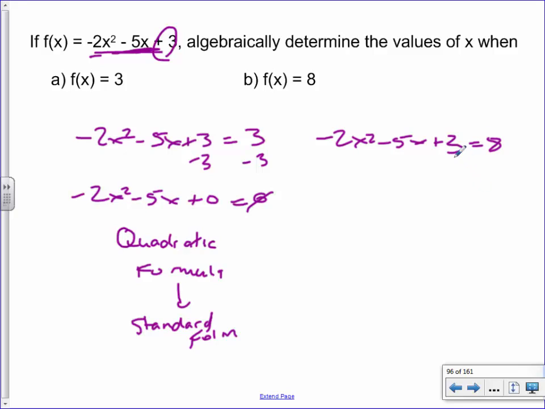This is standard form. Do you know where the vertex is? No. Do I know where the y-intercept is? Well, I guess it's 3. But the biggest use of it is that you can now plug this into the quadratic formula.